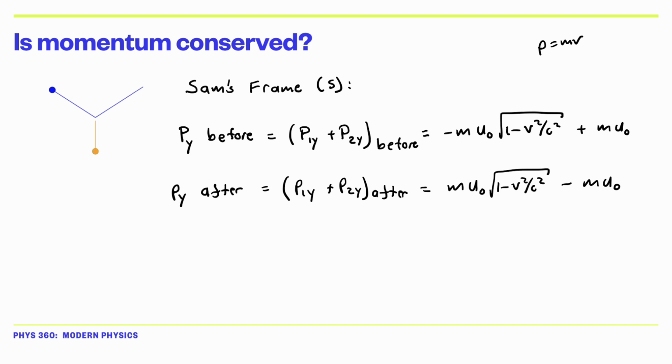Thus now Sally's ball will have a positive momentum and Sam's will have a negative momentum. So the change in the total momentum will simply be the difference between these two expressions, which we see is less than 0. Thus the answer to our question, is classical Newtonian momentum conserved, is no.